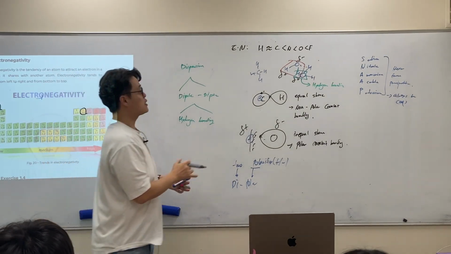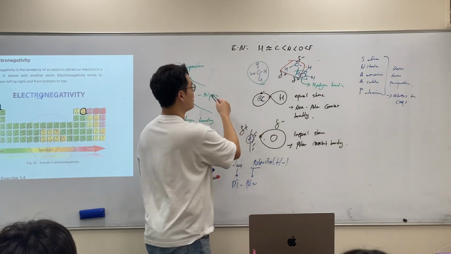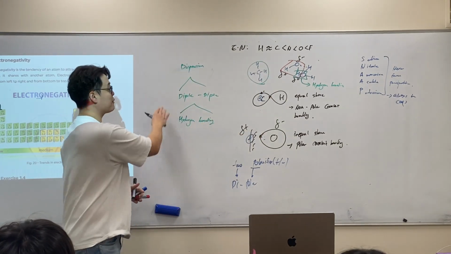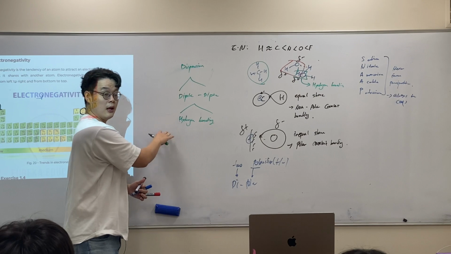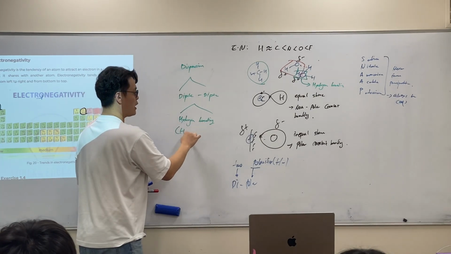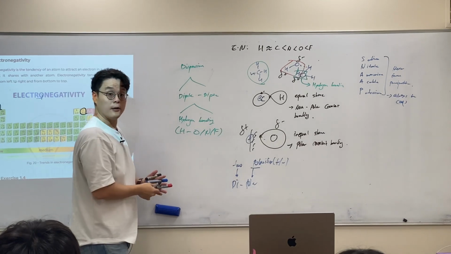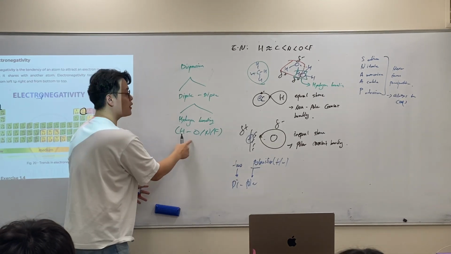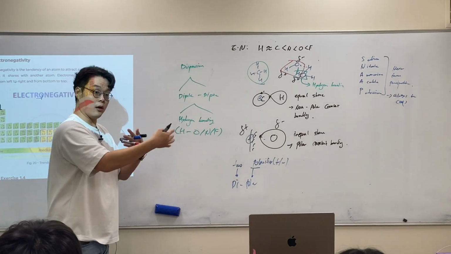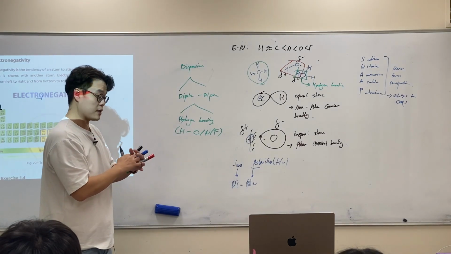Again, CH4 does not have any polarities, so it cannot have the dipole-dipole or the hydrogen bonding. Hydrogen bonding is only formed when hydrogen is bonded with oxygen, nitrogen, or fluorine. Again, that's the bonding I'm talking about between the molecules. Does it make sense to all?